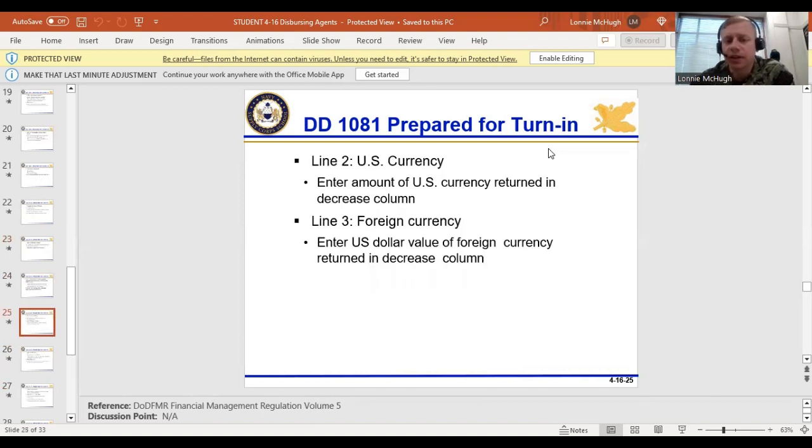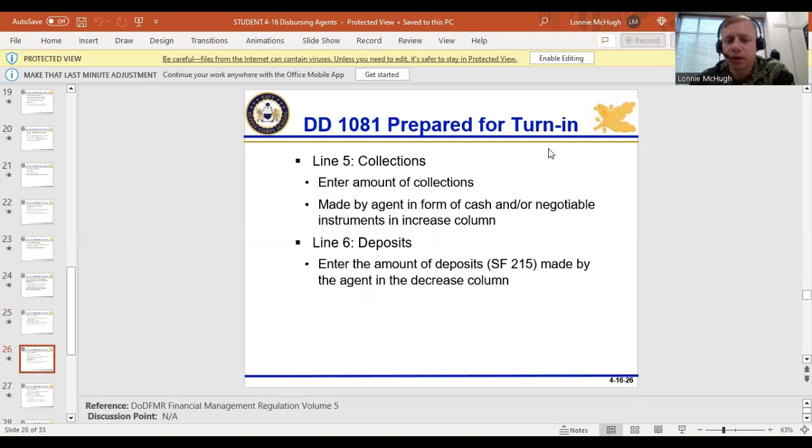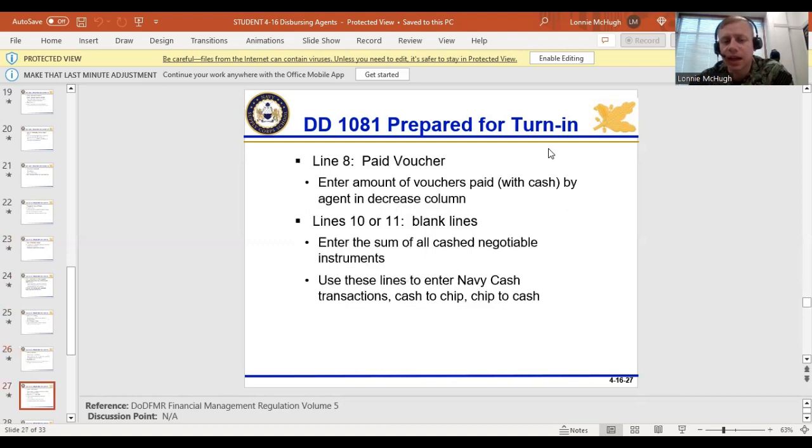Again, the lines are pretty self-explanatory: U.S. currency, foreign currency, collections. So that's if they receive checks, cash, well, checks, any deposits. Again, these are not going to be common line items. It's mainly going to be cash.